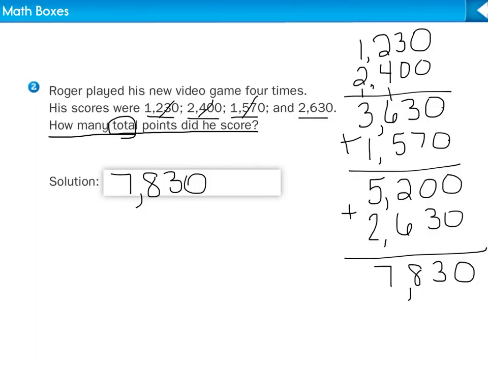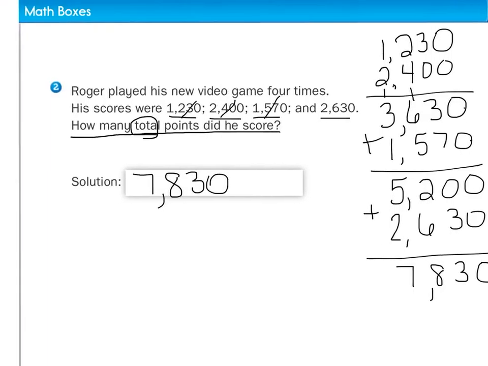And again, we want to make sure we add a unit on there because we want to know 7,830 what. And so we're looking at points that he scored. So we're going to add that as our unit. Points or points scored. Either way, okay? So 7,830 points scored.